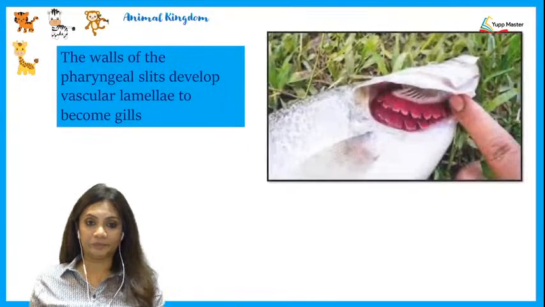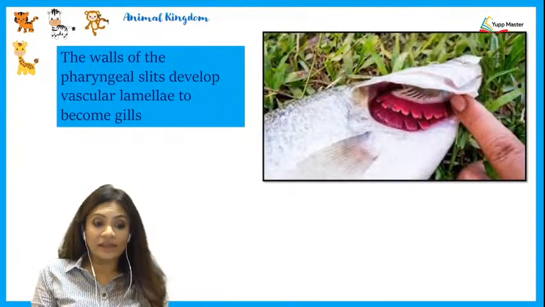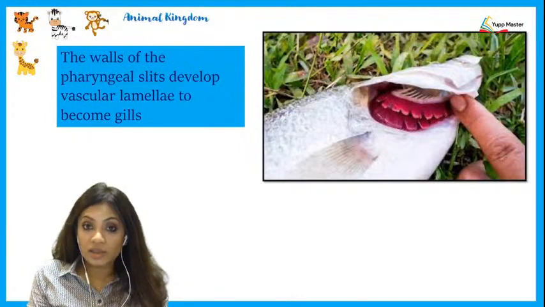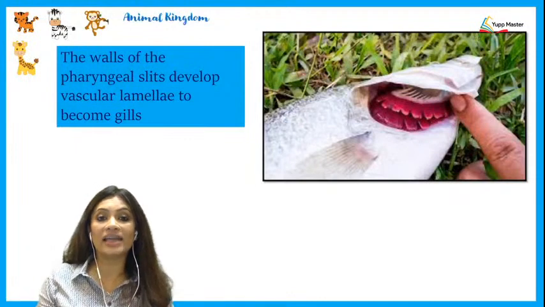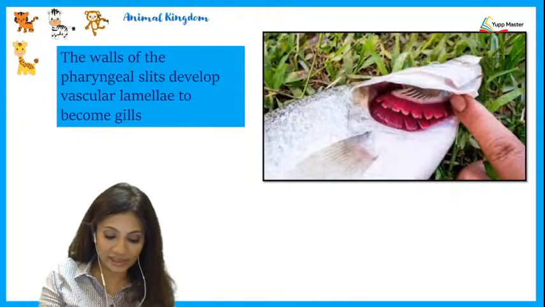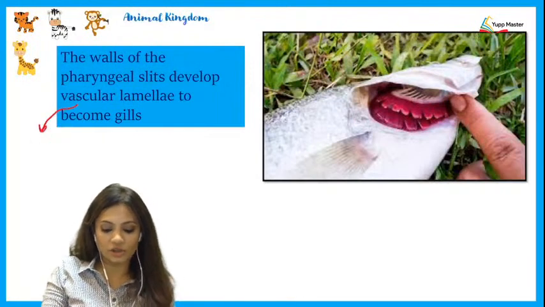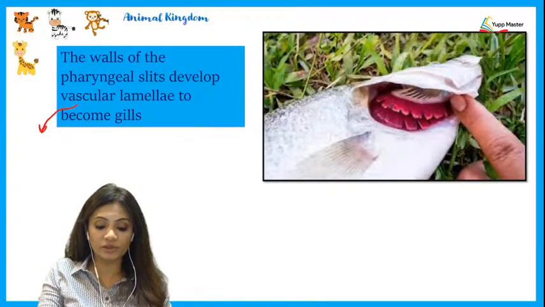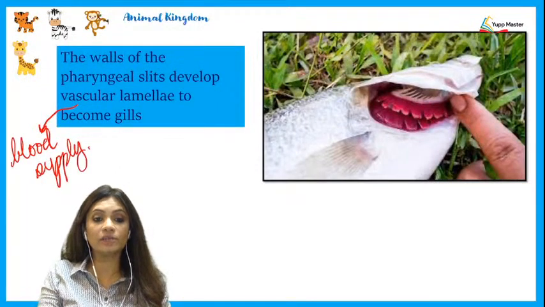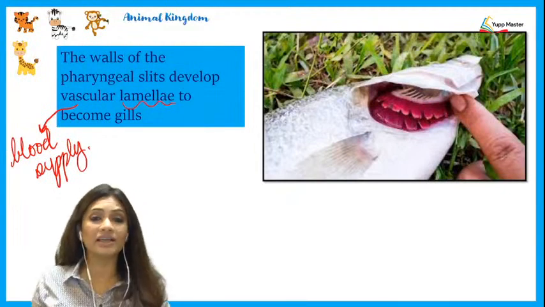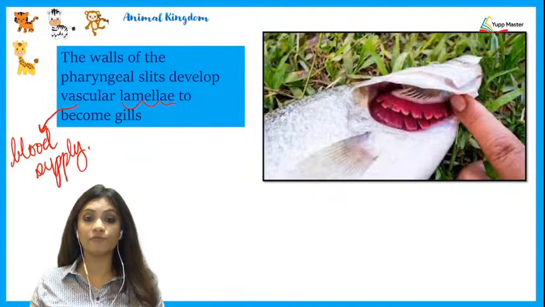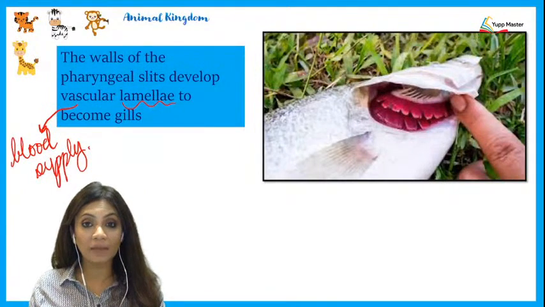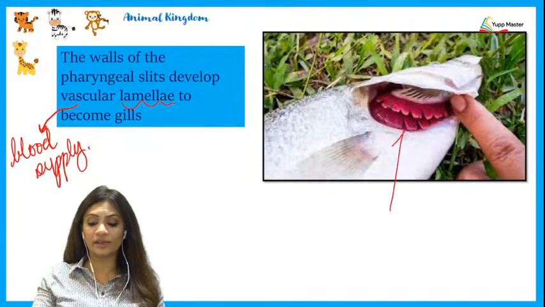Now, the walls of these pharyngeal gill slits become vascular, so they develop vascular lamellae. First of all, let's break this word up. When I talk about vascular, this means it is rich in blood supply. So vascular lamellae, a vascular layer. The walls of the pharyngeal gill slits develop vascular lamellae, and they become gills, like you see over here in a fish.